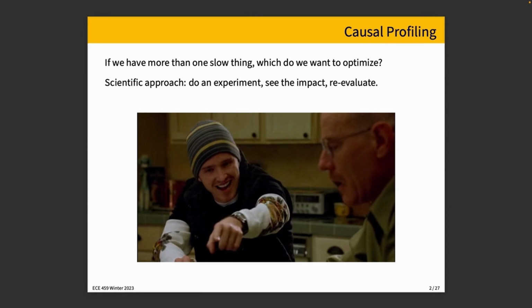Well, the scientific approach is, we do an experiment, we see the impact, and then we reevaluate. So we make a change to the code, and then we rerun our analysis, whether that was a benchmarking suite or whether we just observe the system as it is executing, and then we make a decision about whether that helped, and if it did, by how much. Reevaluate in this situation.